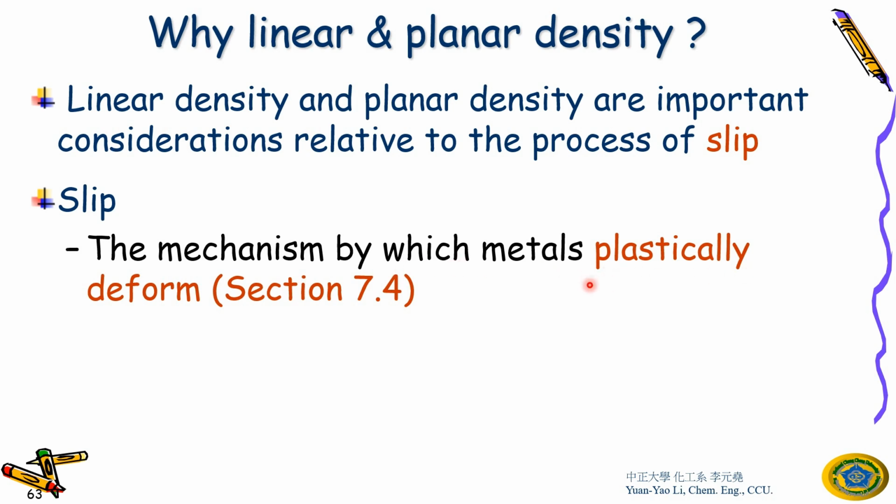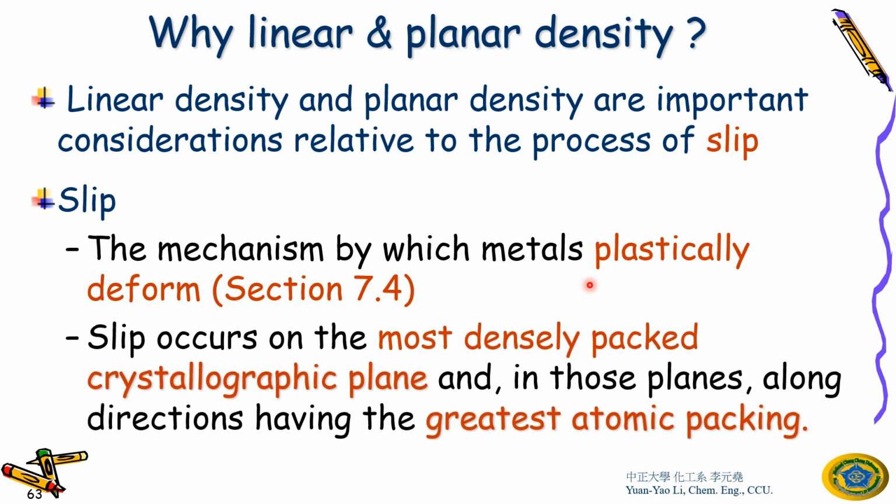So slip is "hua" in Mandarin. Slip, okay? Slip happens like this. And the interesting thing is that normally the plane along which slip occurs is the most dense plane. That's why it slips. So if you find the plane with the highest planar density on the surface, that is the plane which causes slip. We will have this topic in chapter 4, I think.